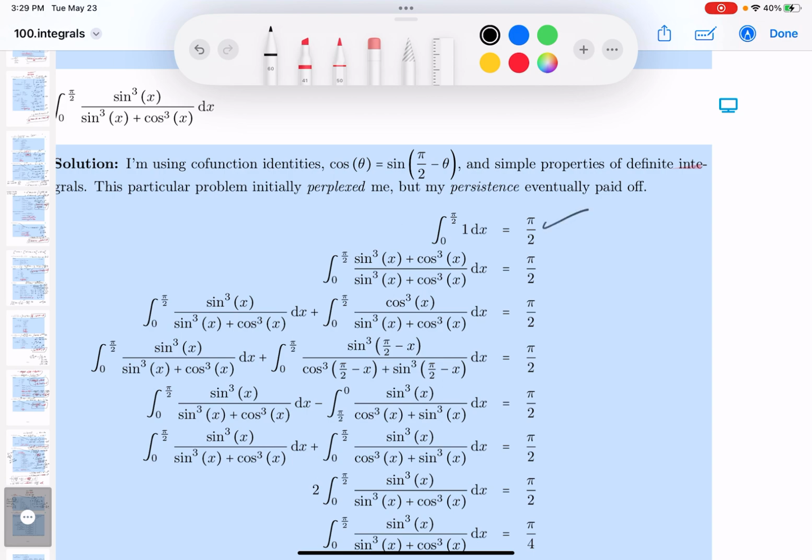That was easy to come up with. That was easy to come up with. This is easy to come up with. What I'm looking at, though, is this now, and this is my trouble. What's this thing? So what I used was a co-function identity. Let me write this down for you.